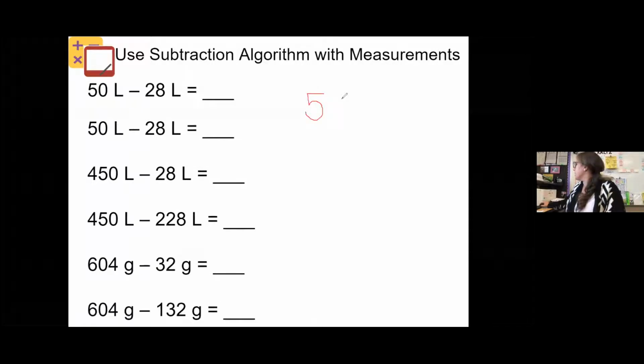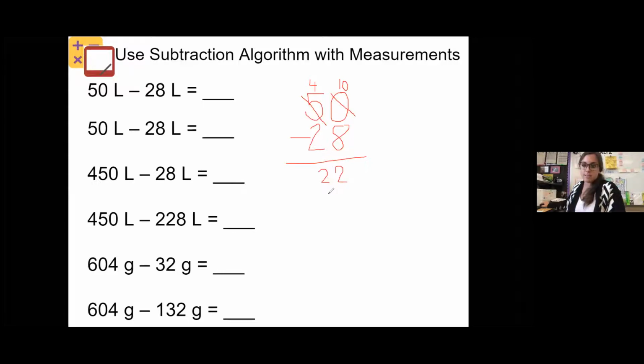All right, hopefully you pause the video and we have 50, take away 28. Forgive my handwriting. I cannot do 0, take away 8. I can't. There's more on the floor. I need to go next door and get 10 more. 50 becomes 40. 0 becomes 10. 10 take away 8 is 2. So 40 take away 20 is 20. So my answer is 22. And these are exactly the same. I think that's a mistake, but that's okay.